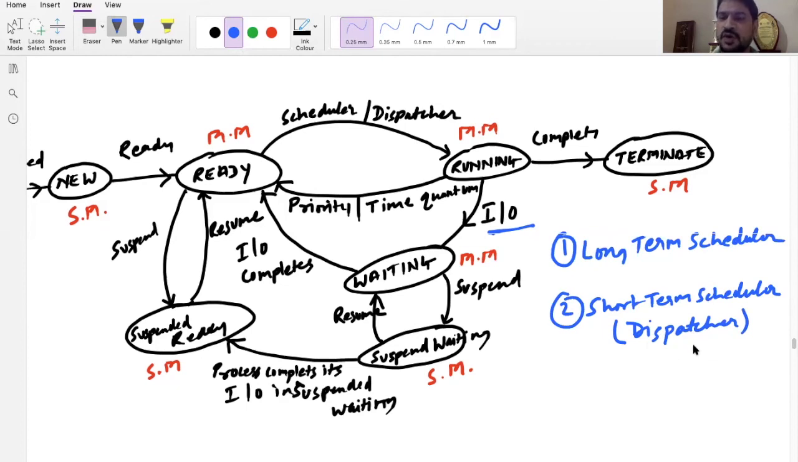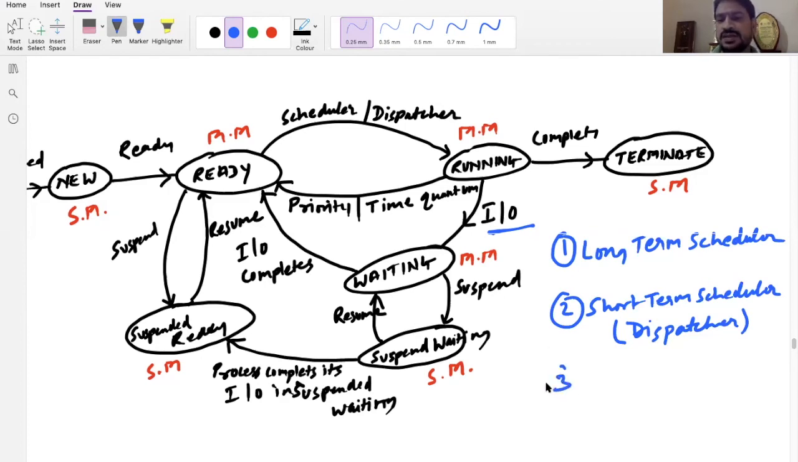And from the CPU also, if a process has to go back to the ready state, it will again be done by the dispatcher, which will take the process that is not finished yet to the ready queue or the ready state.